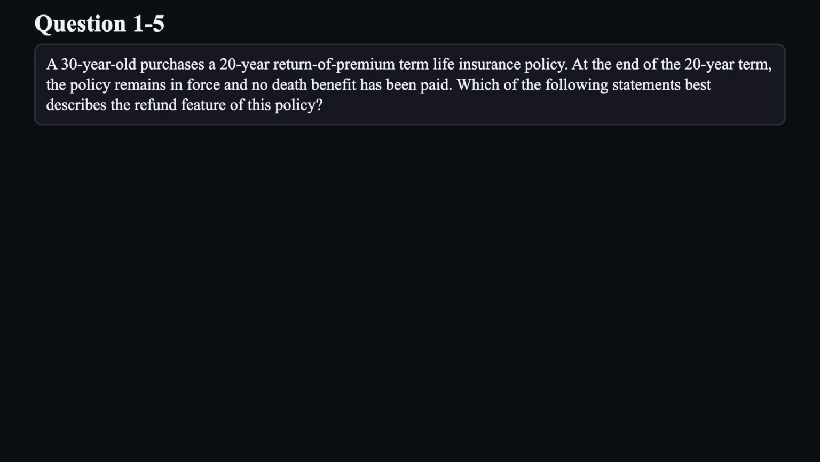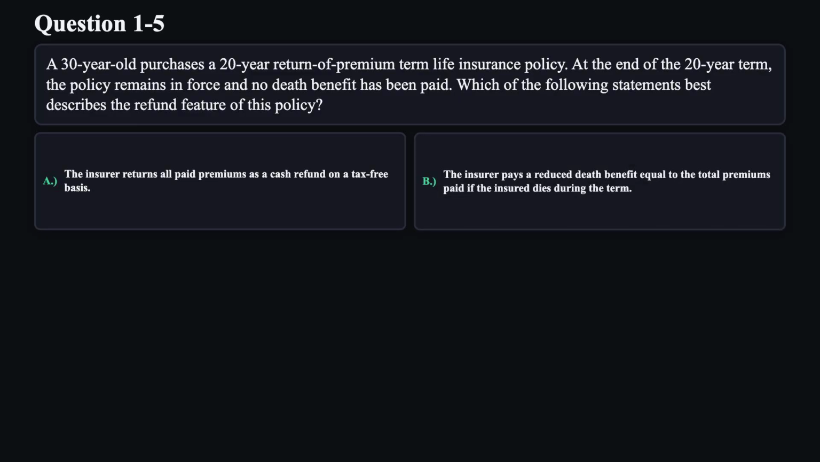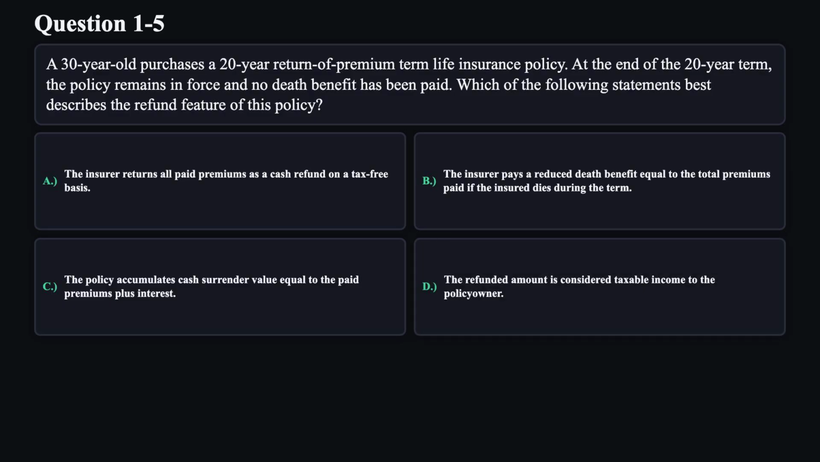Question 5. A 30-year-old purchases a 20-year return of premium term life insurance policy. At the end of the 20-year term, the policy remains in force and no death benefit has been paid. Which of the following statements best describes the refund feature of this policy? A. The insurer returns all paid premiums as a cash refund on a tax-free basis. B. The insurer pays a reduced death benefit equal to the total premiums paid if the insured dies during the term. C. The policy accumulates cash surrender value equal to the paid premiums plus interest. D. The refunded amount is considered taxable income to the policy owner.